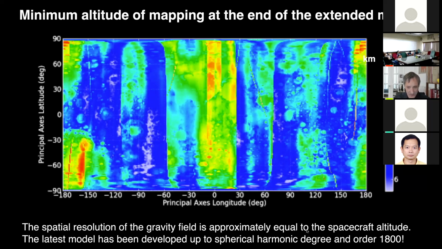And just to mention here that if you understand spherical harmonics, the latest model that was developed by NASA Goddard is a spherical harmonic model of degree and order 1,800. So this is a very high resolution, ultra high resolution spherical harmonic model.